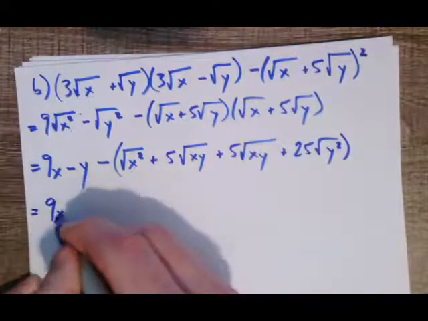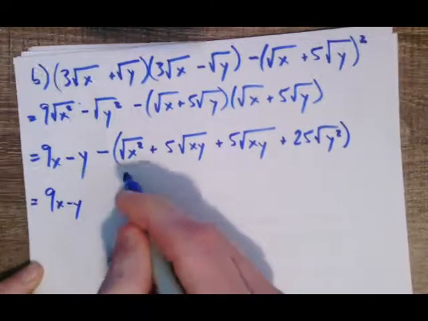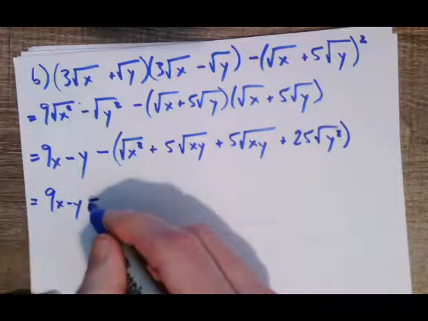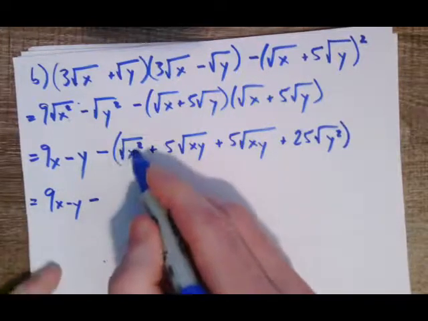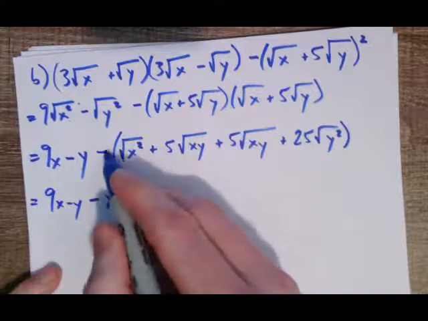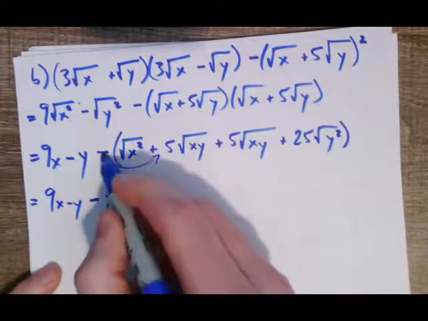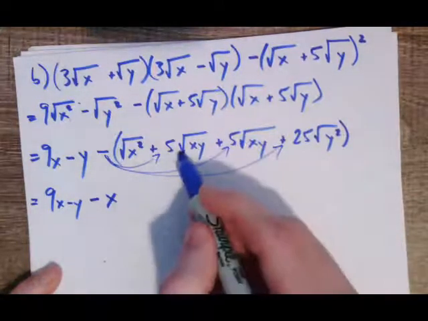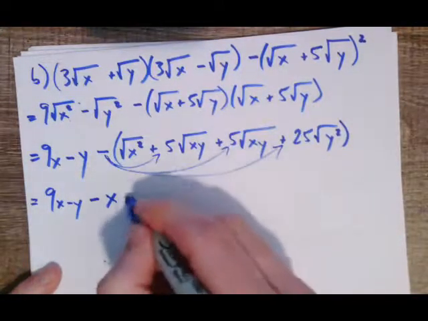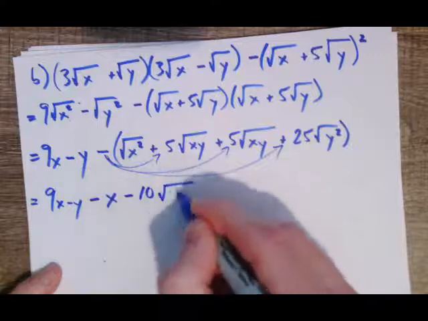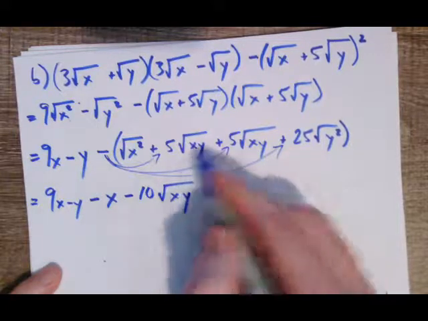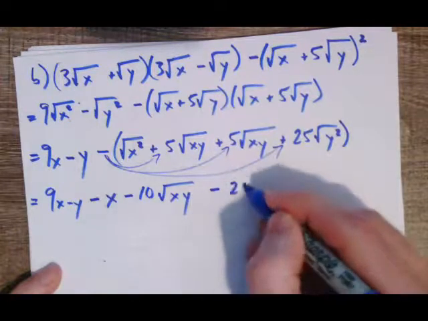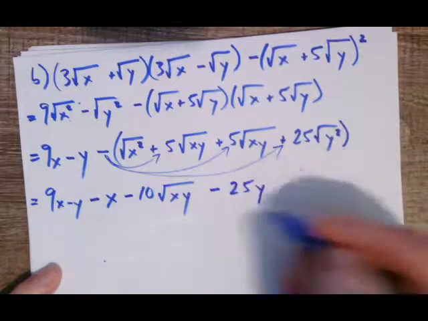Let's keep going. 9x minus y minus... yeah, I'm going to drop the brackets. The root of x squared is x, minus x. This negative, if it helps, just draw this or something so you remember. 5 root xy, that's 10 root xy, so it's minus 10 root xy, because we're just adding them, we're not multiplying them, minus 25, and the root of y squared is y.